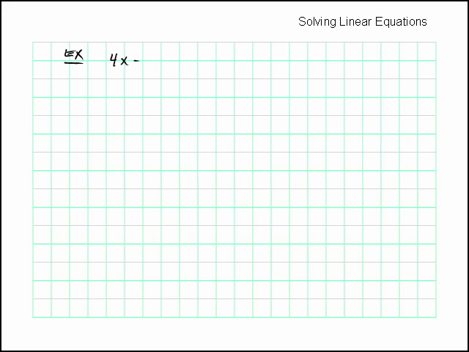4x minus 2x minus 5 equals 4 plus 6x plus 3. Okay. I have like terms to combine first here. So I'm going to combine the 4x and the minus 2x there to give me 2x. Also, over on this side, I've got this 4 plus this 3, which I can add together, which gives me 7. So this is a 6x here plus a 7.